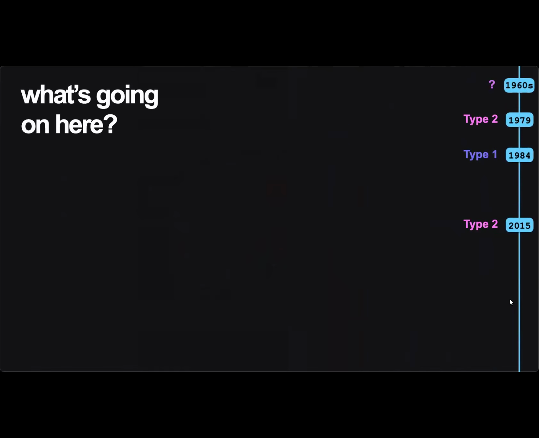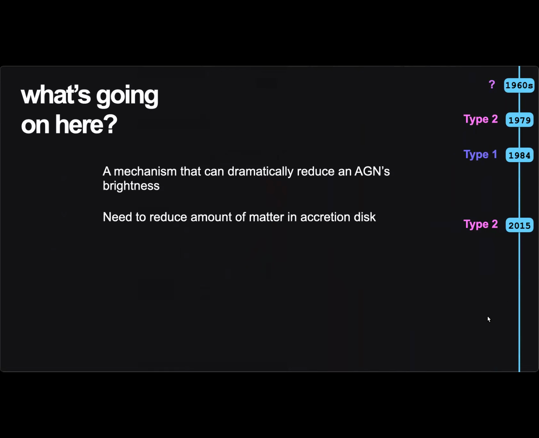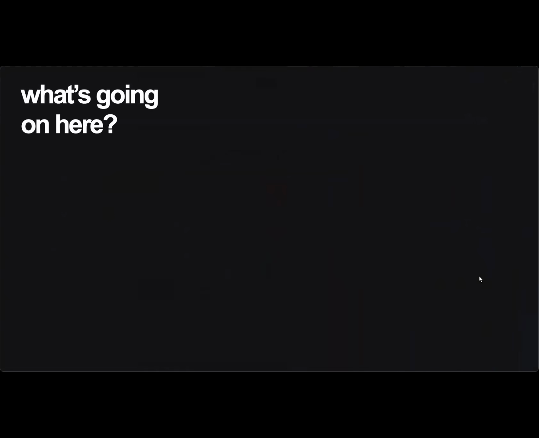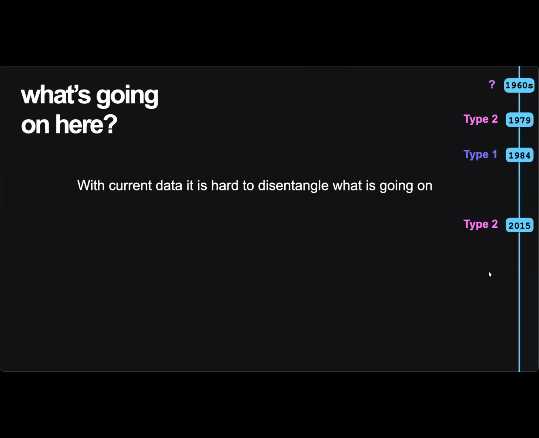So for the past decade or so, we've been trying to figure out what's going on here. We need some sort of mechanism that can dramatically reduce the brightness of this AGN, somehow reduce the amount of matter in the accretion disk, and it needs to occur on fairly short timescales because we know that first change took place over 5 years, and the second change was slightly poorly constrained, but is now a bit better. So it's quite hard to disentangle what's going on here with the current data. So we had a thought last year, what if we could get a much longer time baseline?